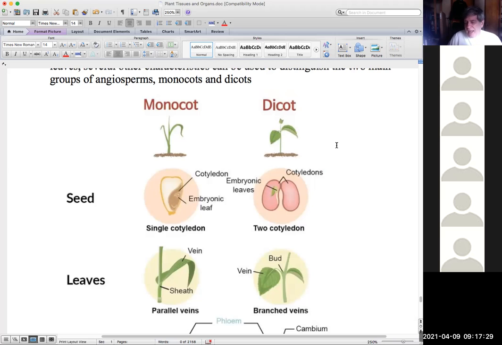If we look at dicots, this is pretty much everything else in your diet. Not meat, of course, but all the other plant material.